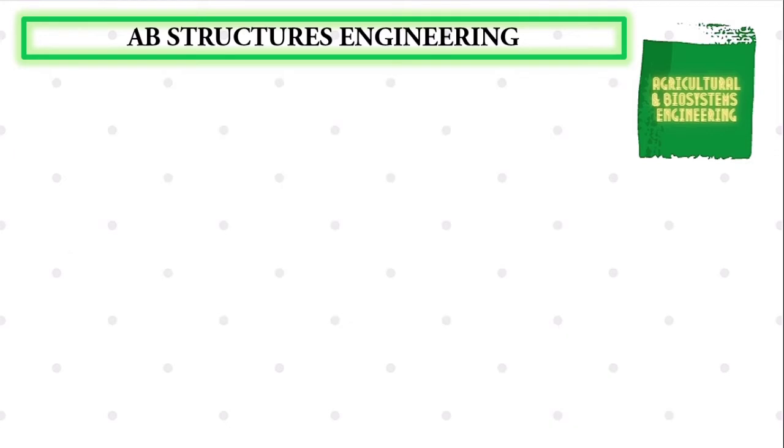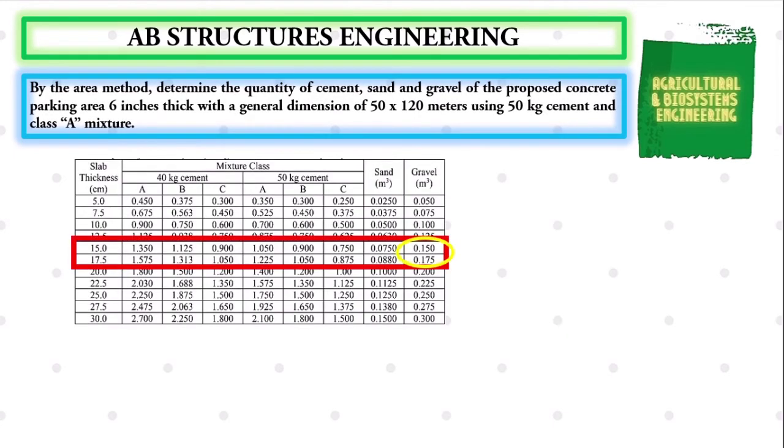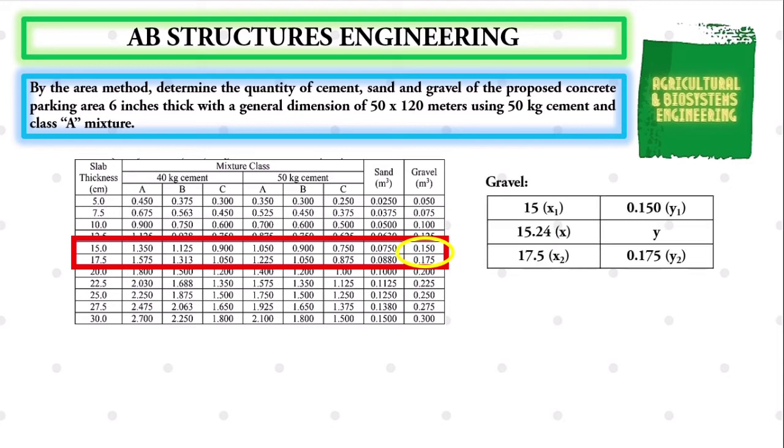Next, we proceed to solving for our gravel value. Again, we apply the concept of interpolation to solve for its value. We have the 15 centimeters to be the x1, the 15.24 centimeters to be the x value, and the 17.5 centimeters to be the x2. The right row serves as our gravel value. We have the 0.150 cubic meters as our y1, the y value, which is the gravel value that we are going to solve using the interpolation method. And we have the 0.175 cubic meters to be the y2.